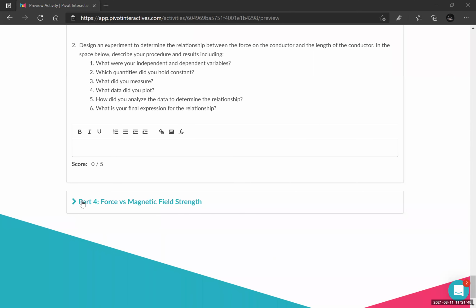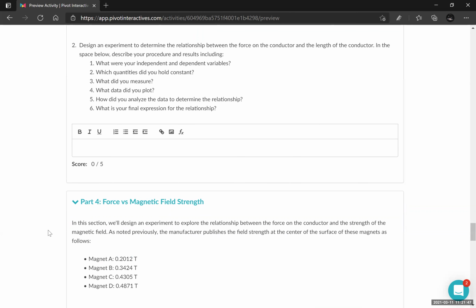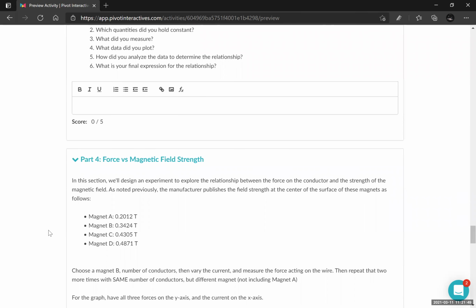The last one is force versus magnetic strength. That means we are keeping the length constant. In the previous one, part 3, we kept the magnet constant and varied the length.